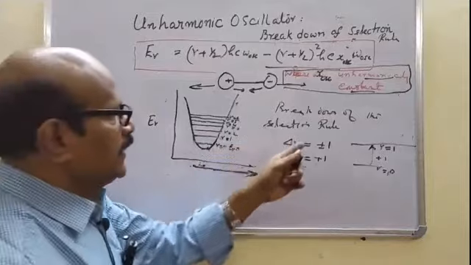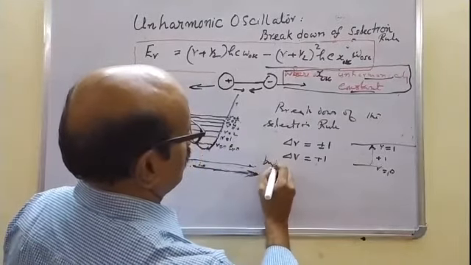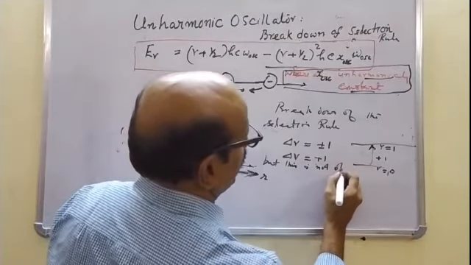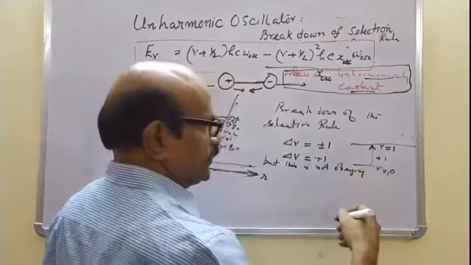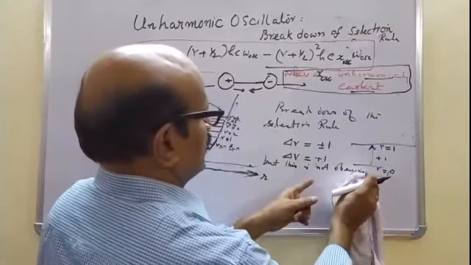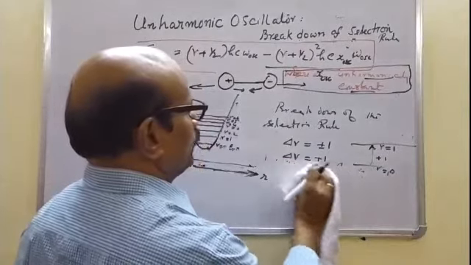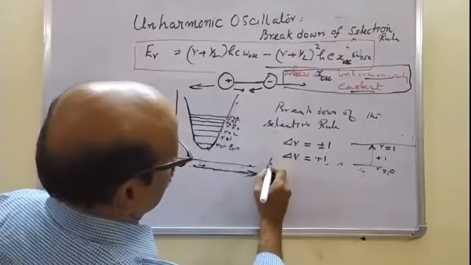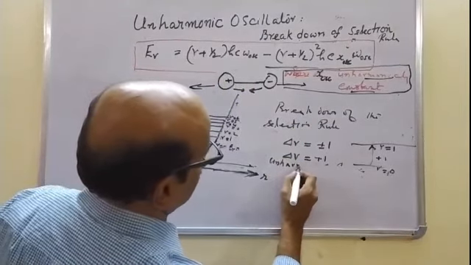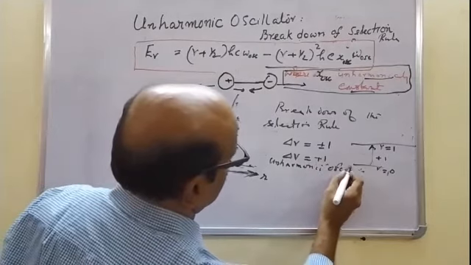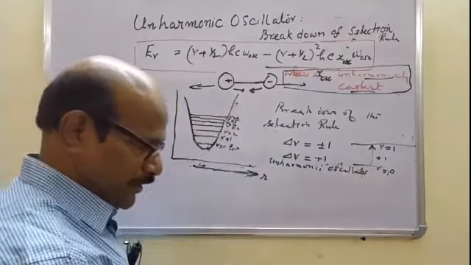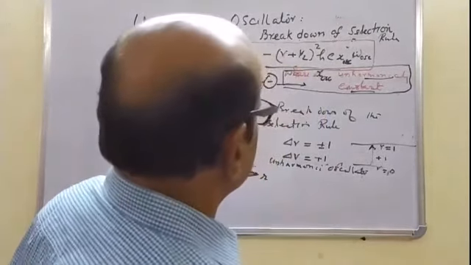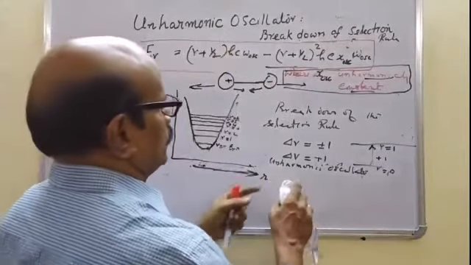But ഇത് ബ്രേക്ക് ചെയ്യുന്നു. This is not strictly obeying. It is not really necessary to obey this selection rule. So we have to modify it according to the anharmonic oscillator. In the case of an anharmonic oscillator, there is a breakdown of the selection rule.